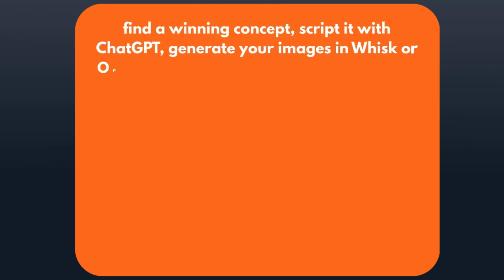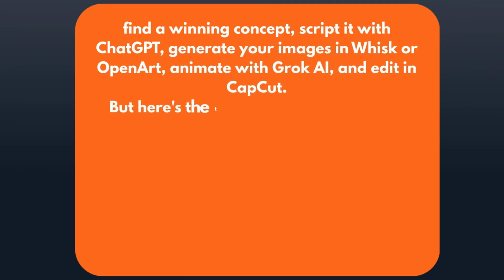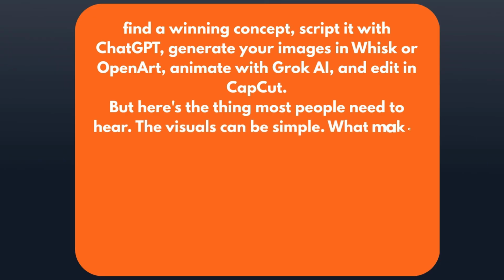Let's zoom out for a second. You just learned the full workflow for creating AI animation story videos that are pulling millions of views right now. Find a winning concept, script it with ChatGPT, generate your images in Whisk or OpenArt, animate with Grok AI, and edit in CapCut. But here's the thing most people need to hear. The visuals can be simple. What makes people stay is the voice and the story delivery.